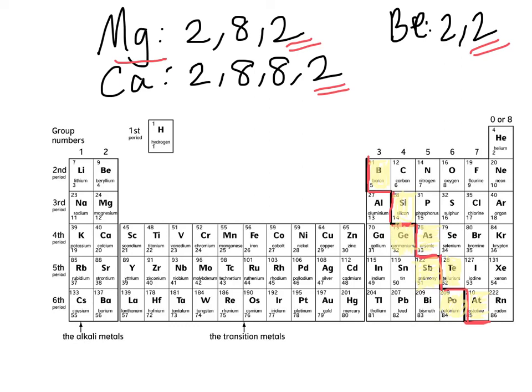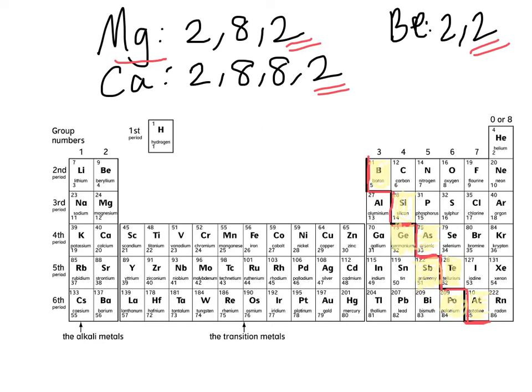Similarly, you can try out the electronic arrangement for boron and aluminum, carbon, silicon, any of these atoms, any of these elements, and you will notice that the group number will be their outer shell electron. I'm going to show one more just to finish this off.